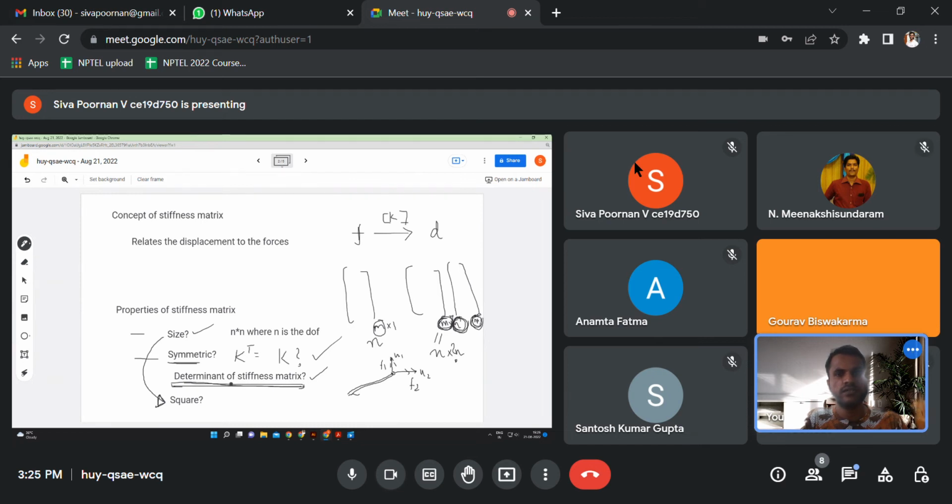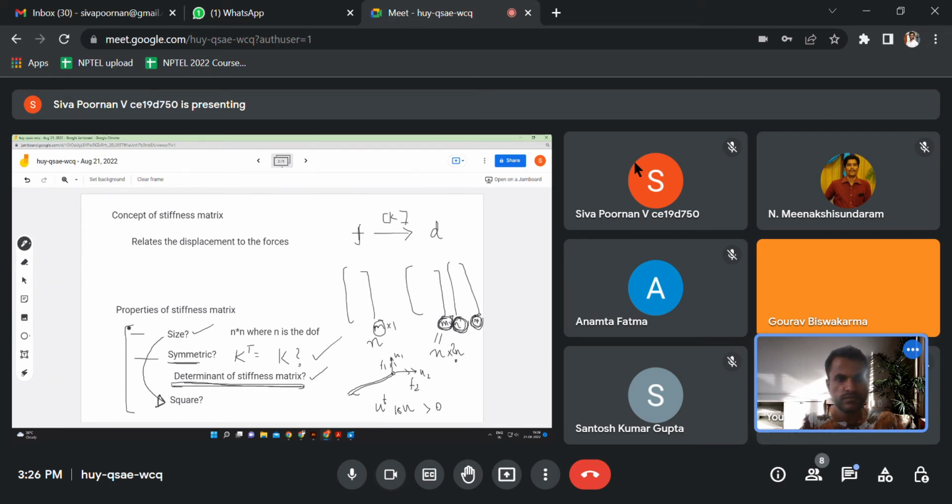And why should it be greater than 0? So you have a notion of positive definite, right? So you have U transpose K U to be greater than 0 because it's an energy term, right? Strain energy term. So that's the same reason why we say that K is positive definite. Okay. Anyway, it's not related to the course right now. Fine. So these are the properties of the stiffness matrix. Any other properties that you have thought about or you want to ask?